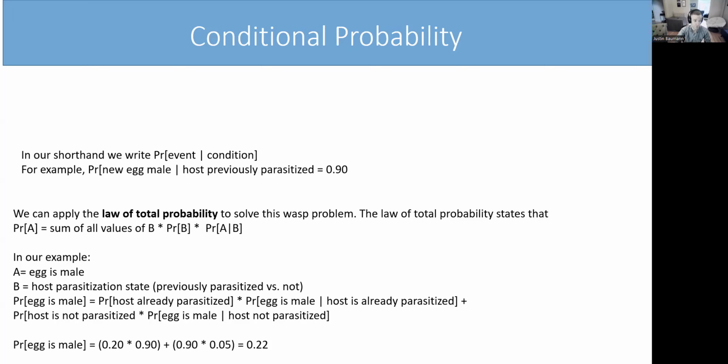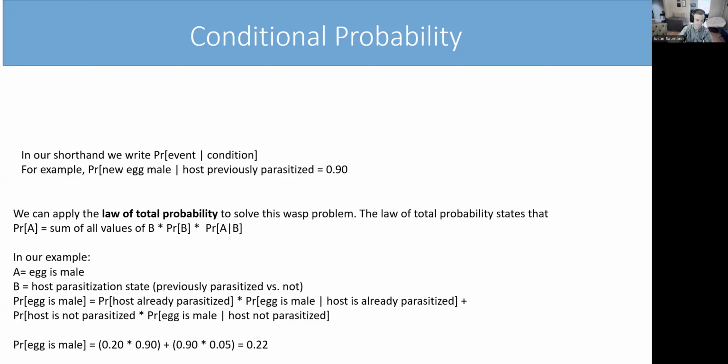We can apply the law of total probability to solve the wasp problem. The law of total probability states the following: the probability of A is equal to the sum over all values of B of the probability of B times the dependence factor, so the probability of A dependent upon B. So in our example, A is an egg is male, B is host parasitation state, previously versus not previously. The probability of A being male is the probability of host parasitized times all of that, plus all that other stuff.